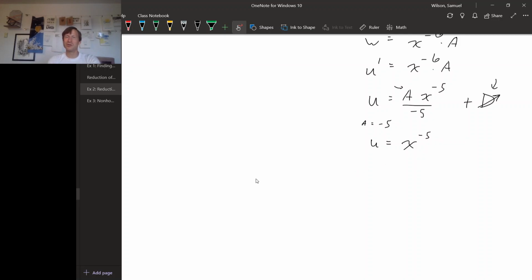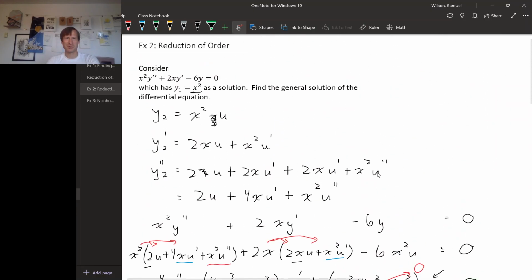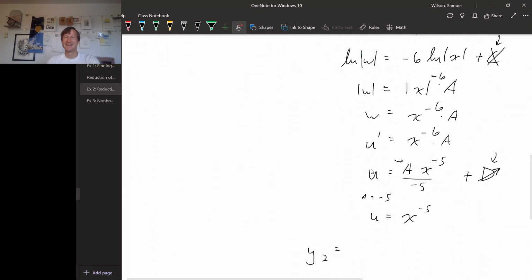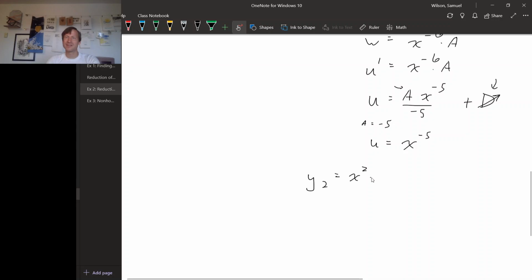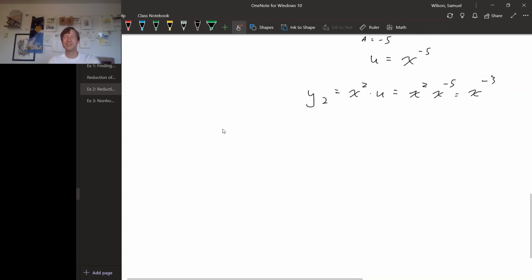Now that we know u, we know y sub 2 is y sub 1, which was x squared, times u. But now we know what u is: it's x to the minus 5th. And so y sub 2 is x to the minus 3rd. Now that we know y1 and y2, we can write a general solution. It's some constant times y1, which is x squared, plus some constant times y2, which is x to the minus 3rd. And there we go. There's a general solution to that differential equation.